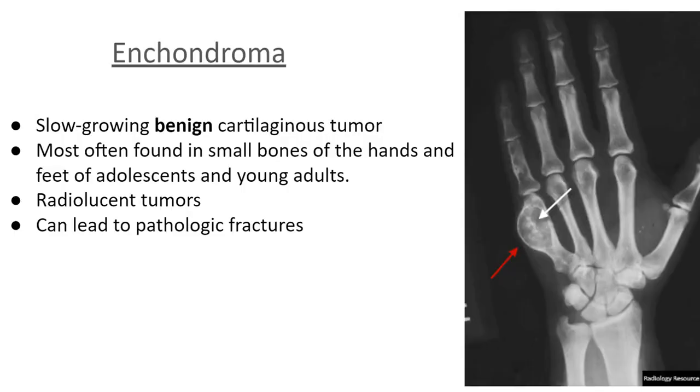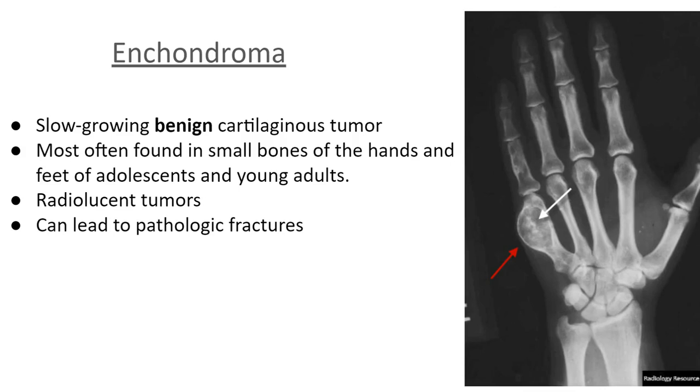Okay, enchondromas. Now this is a type of bone tumor that is actually benign. So enchondromas are slow-growing, benign, cartilaginous tumors. So again, that term cartilaginous, remember it's probably originating from the cartilage. They are most often found in the small bones of the hands and the feet, particularly in adolescents or young adults.